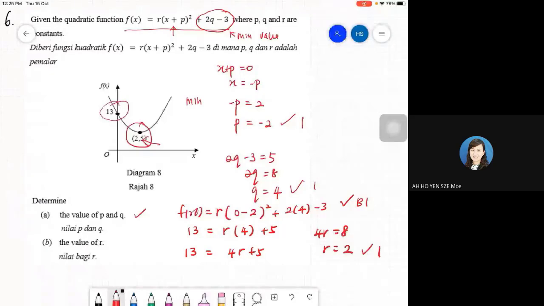Use the minimum point also can, no problem. Can use any one of point. If you want to use minimum point means that your 2 minus 2 lah, you dapat kosong juga lah. Then your minimum point here is 5. Then you sama dengan 13 pun boleh. That's why I said use any one of the point.